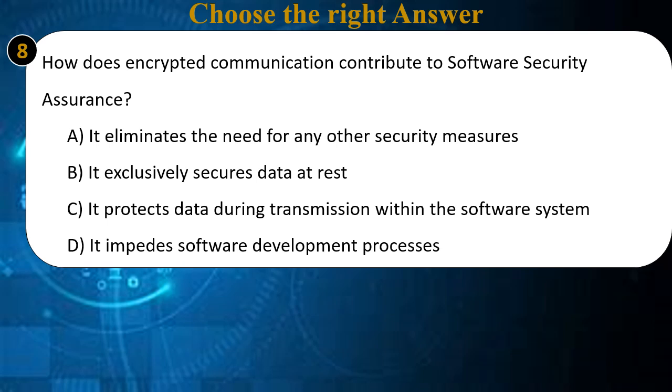Question number 8. How does encrypted communication contribute to software security assurance? A. It eliminates the need for any other security measures. B. It exclusively secures data at rest. C. It protects data during transmission within the software system. D. It impedes software development processes.